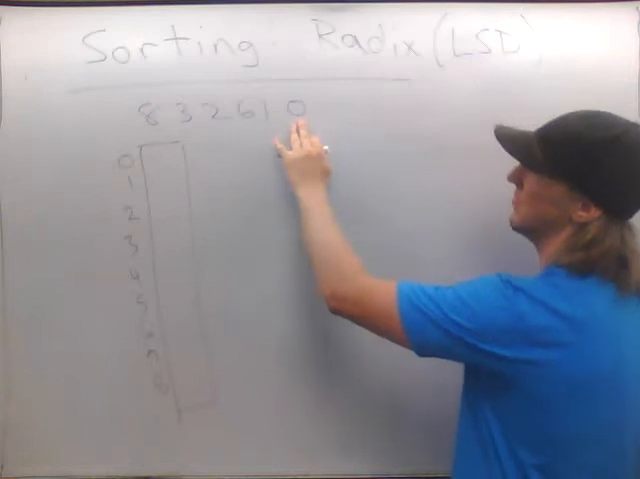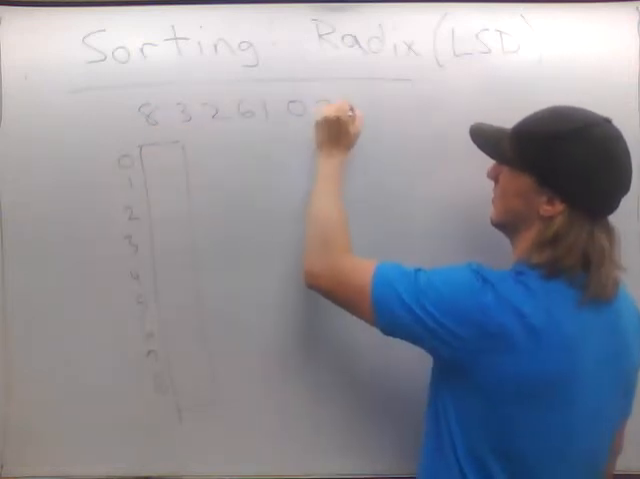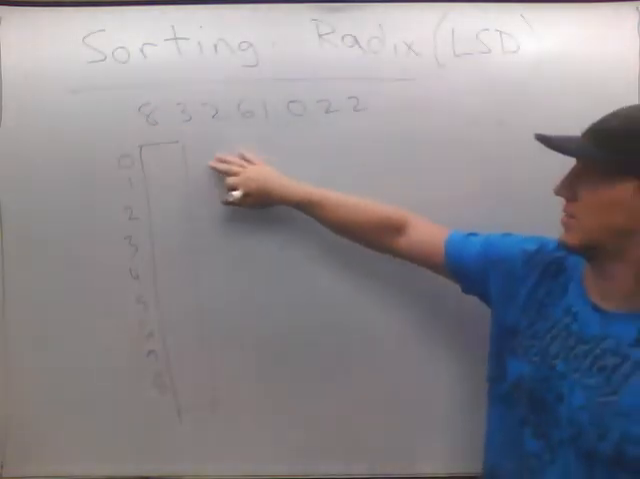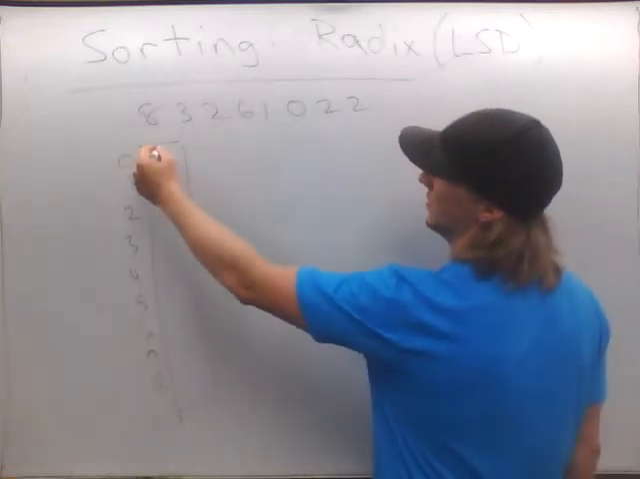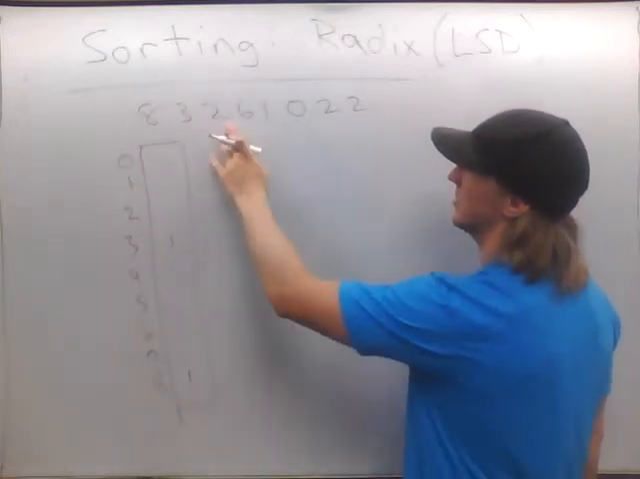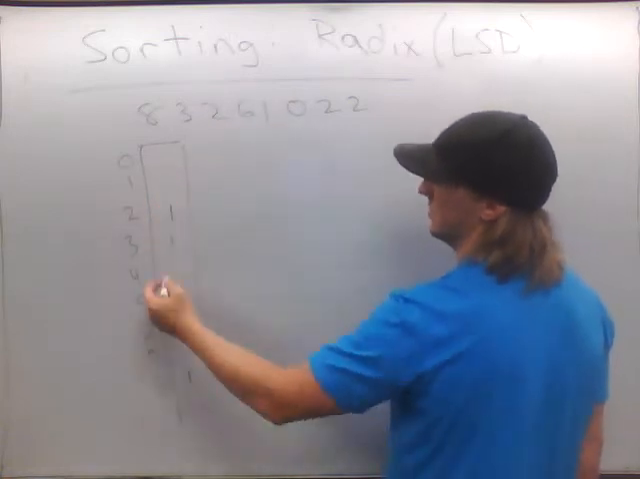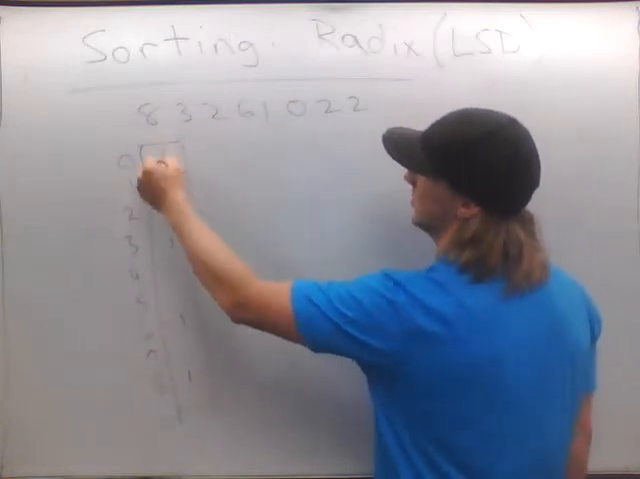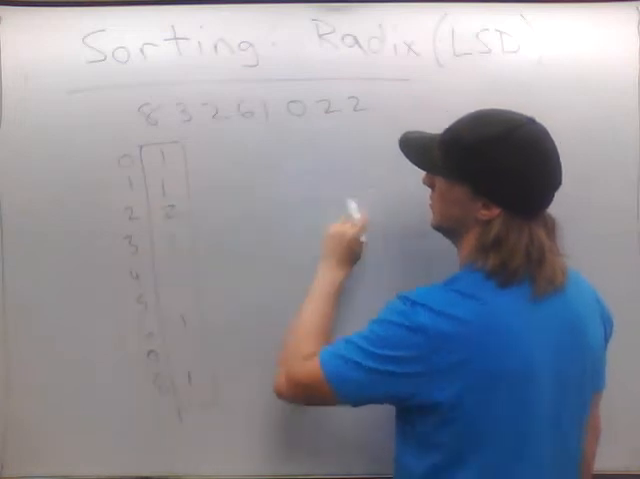What we do is every time I see a number, I'm going to increment the count at that index. So all of these are zeros right now. I see an 8, so that becomes 1. I see a 3, that becomes 1. 2, 1, 6, 1. This becomes 2. I see 2 again.